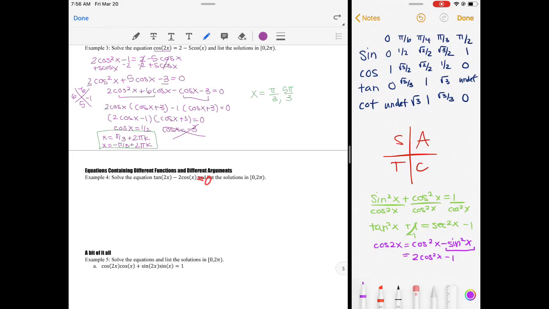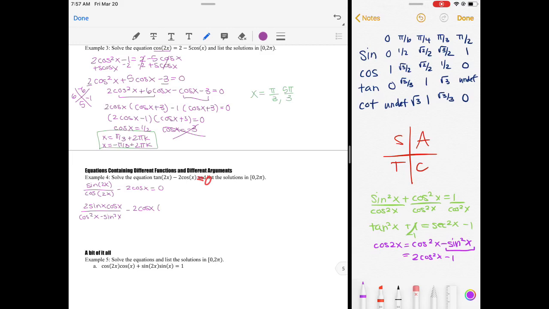So if I do that, I get sine and cosine. So tangent is sine of 2x over cosine of 2x minus 2 cosine of x equals 0. Okay, we know that sine of 2x is 2 sine of x cosine of x. And we know that cosine of 2x is cosine squared x minus sine squared x. And we're still subtracting 2 cosine of x.